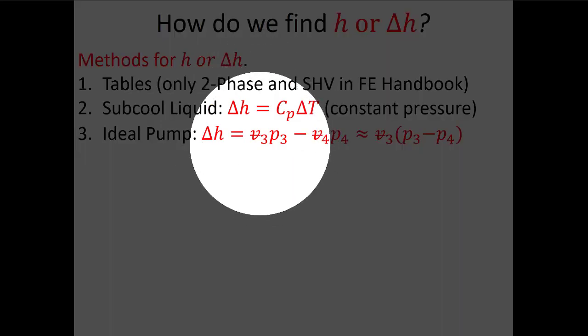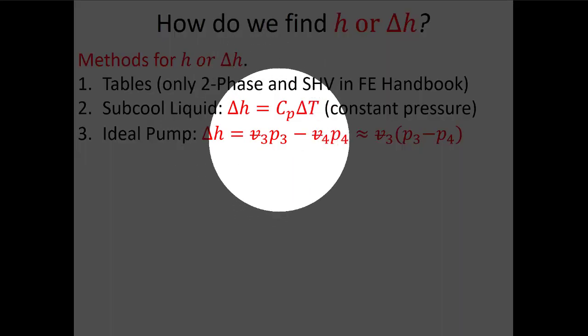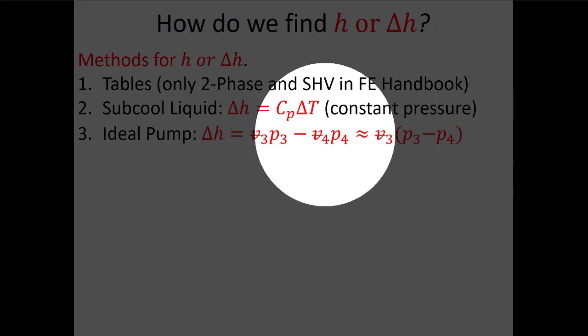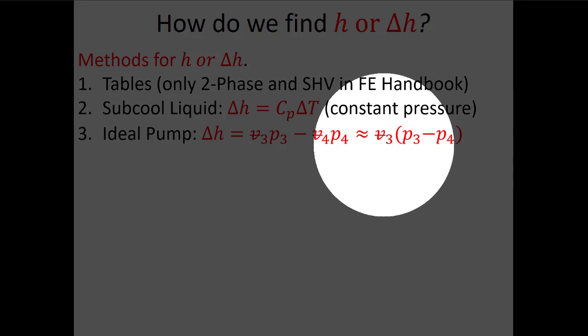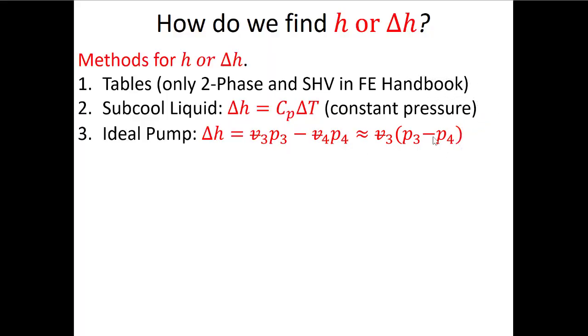Now here we take the specific volume times the pressure at 3 minus the specific volume times the pressure at state 4. Now the thing about water or most subcooled liquids is that they're incompressible, so that the specific volumes don't change very much as you change the pressure. So in this case, if you only know one of the specific volumes, that's okay. So often the inlet to a pump will be maybe some saturated liquid. So you'd have VF at whatever your inlet is. And you can just assume that both of those specific volumes are the same and multiply that by the pressure.